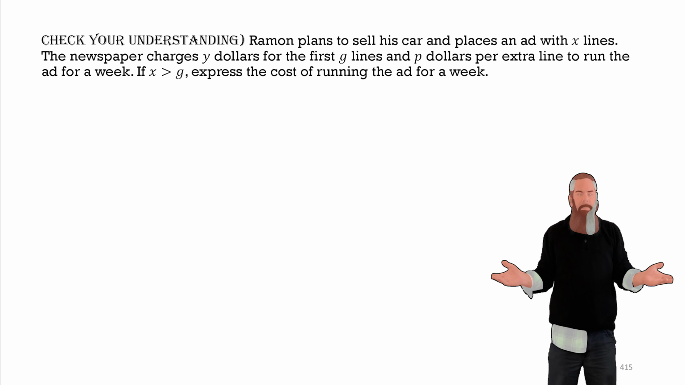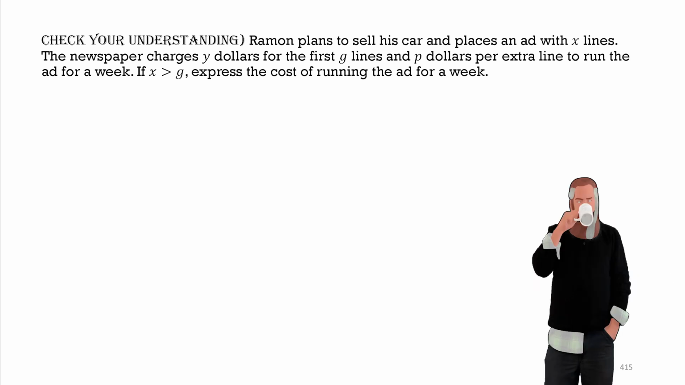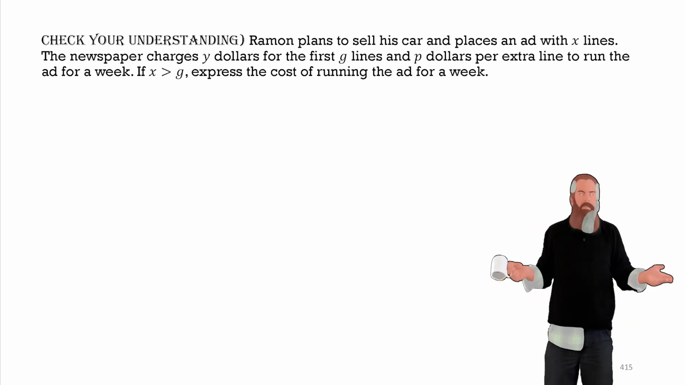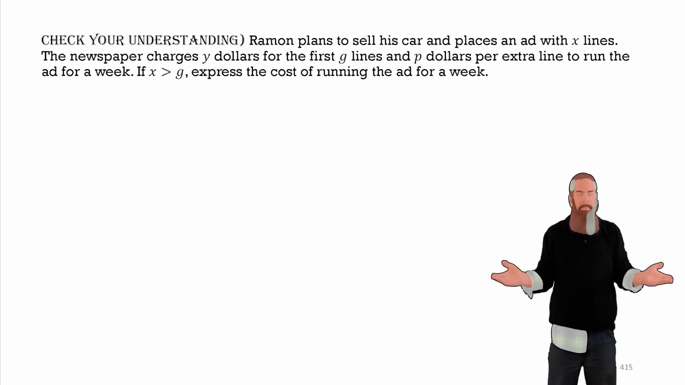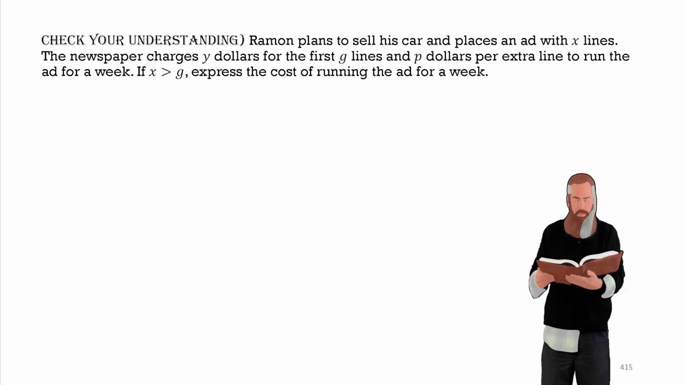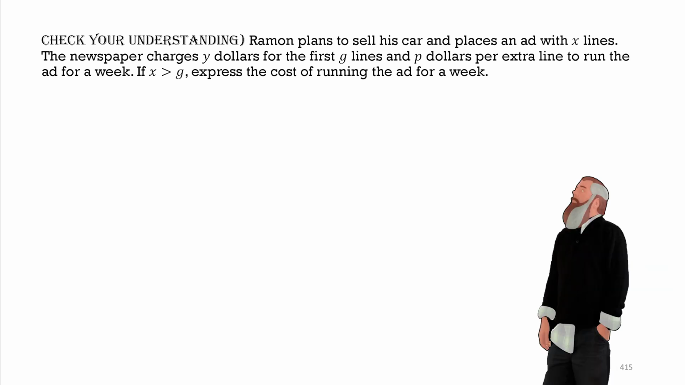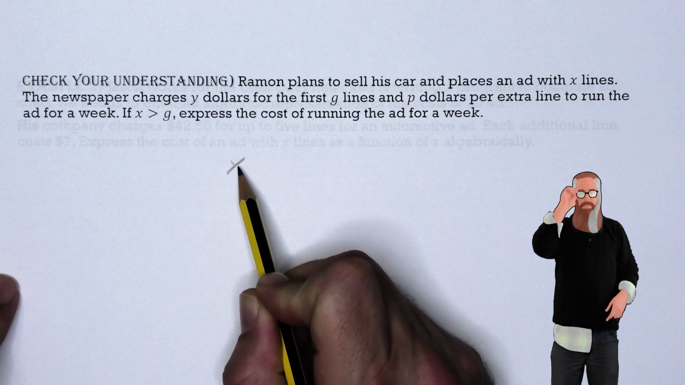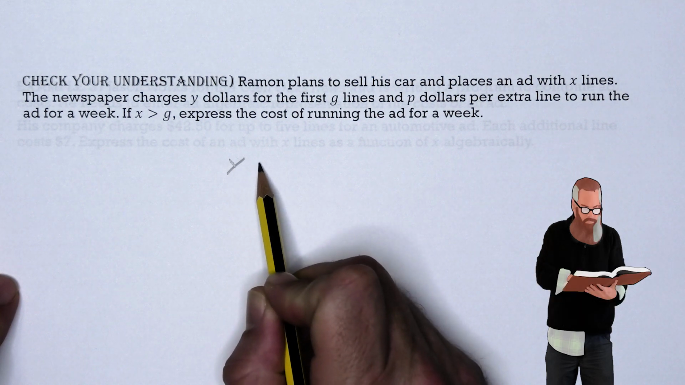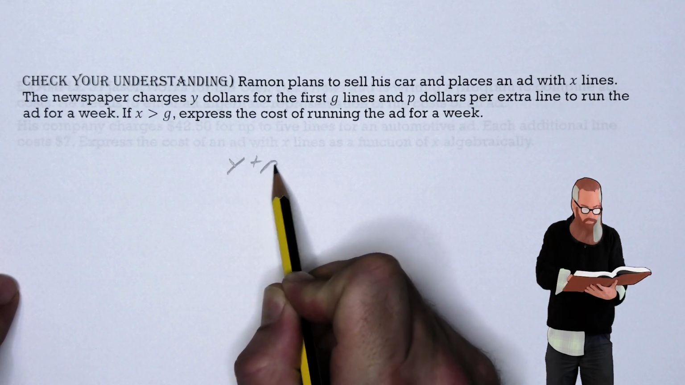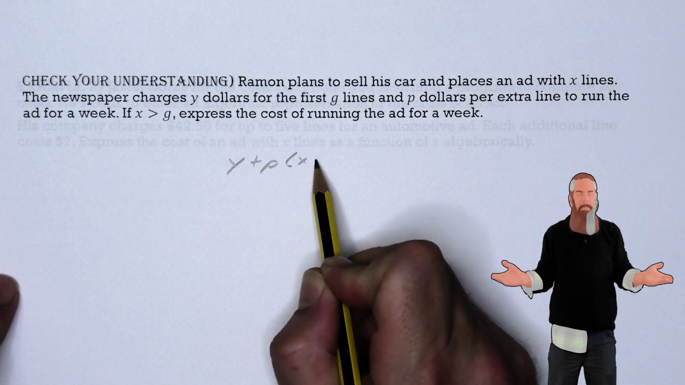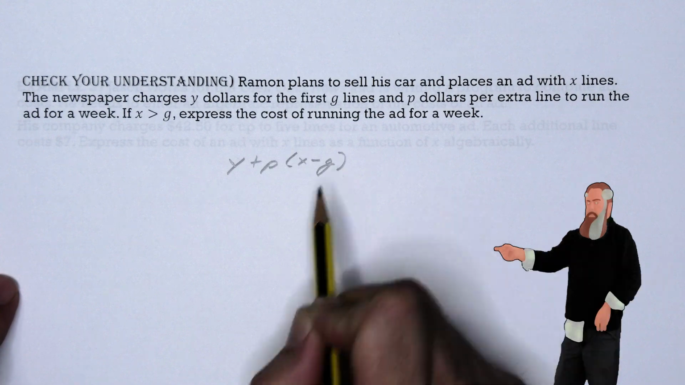Ramon plans to sell his car and places an ad with X lines. The newspaper charges Y dollars for the first G lines, P dollars per line after that to run the ad for a week. If X is greater than G, express the cost of running the ad for a week. So Y is the cost of the first number of lines of the ad. We're going to add to that P, the cost per line over X lines, so X minus G.